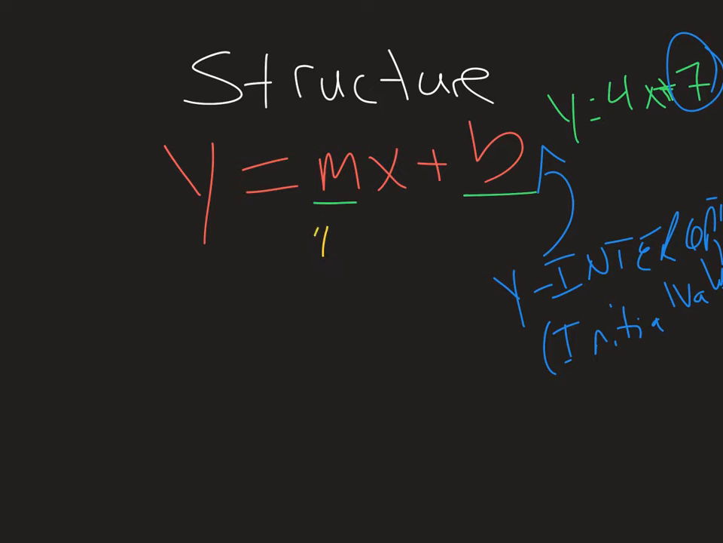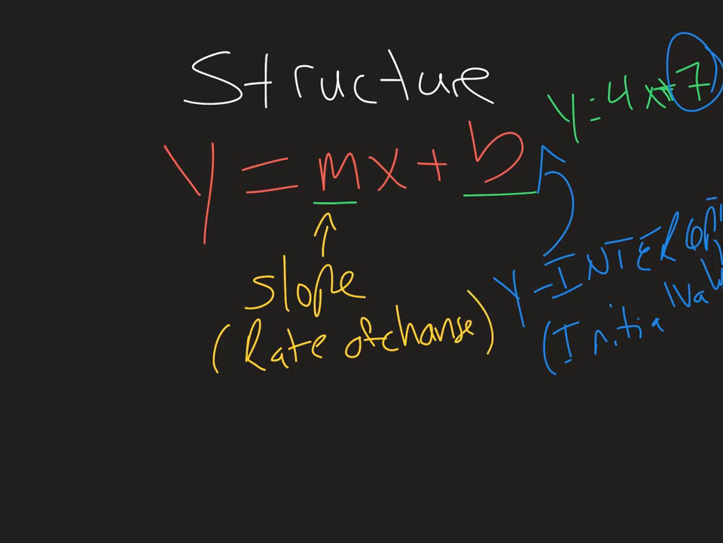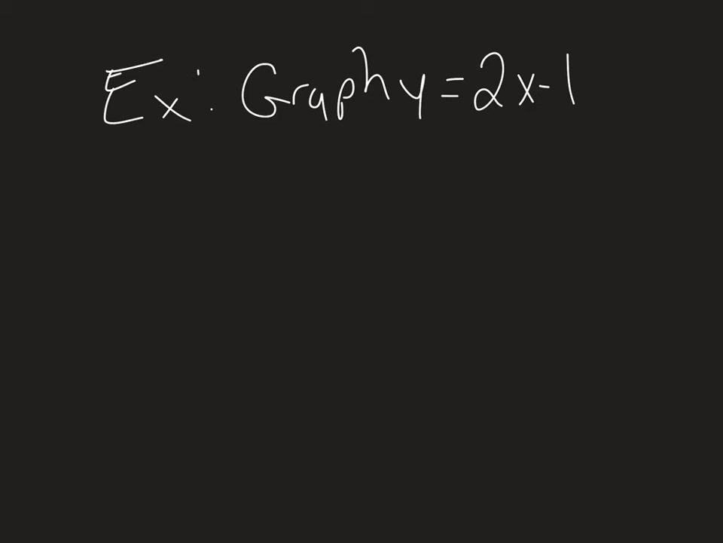And then we look at m. M is the slope of my line, also known as the rate of change. And this would be my change in y over my change in x. So in this case, 4, which is technically 4 over 1, would mean that I go to the right once, and then I go up 4 units. Then I can plot another point from (0, 7). We'll do an example to put this into practice, but it can be a really slick way of graphing equations. So let's do an example.